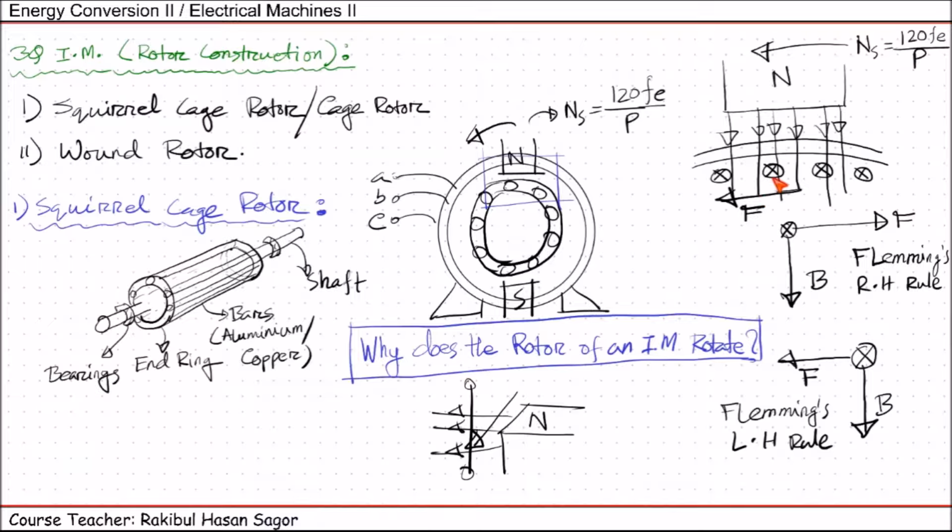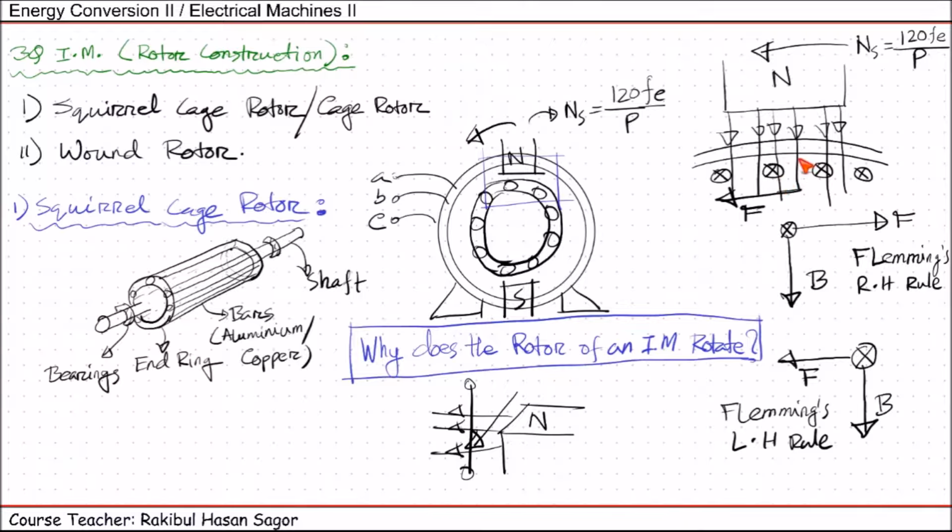Because whenever there is a relative speed between this rotating magnetic field and the rotor bars, there will be a cutting of magnetic field, and due to that cutting of magnetic field there will be an induced EMF in the rotor bar, and due to that induced EMF, as the rotor bars are short circuited on both sides, there will be a current flowing through the rotor bars. So what is the cause of creation of this current? The relative speed between this rotating magnetic field and the rotor bars.